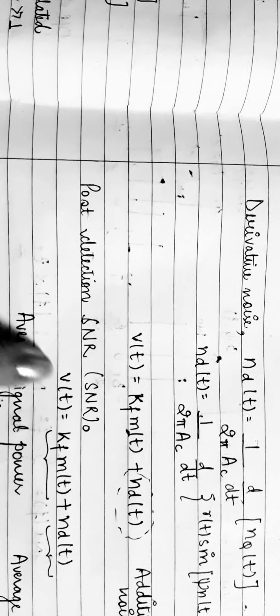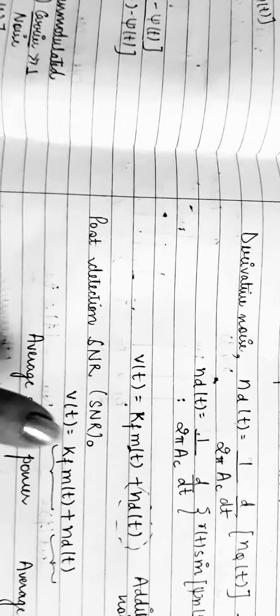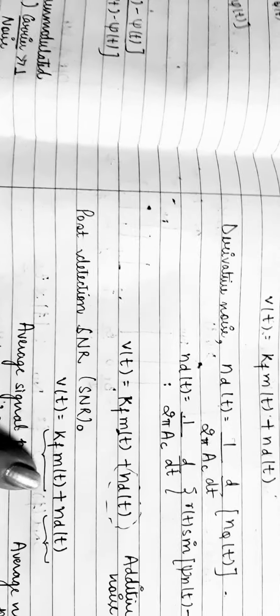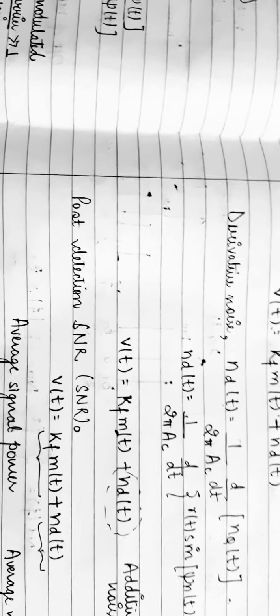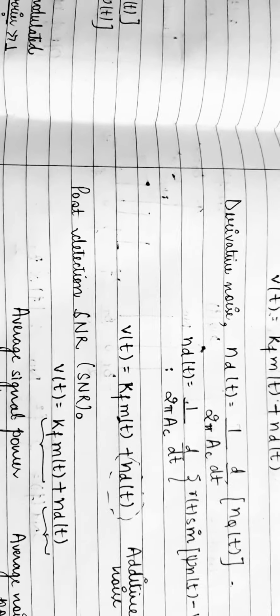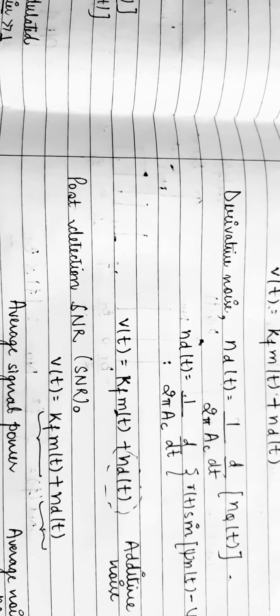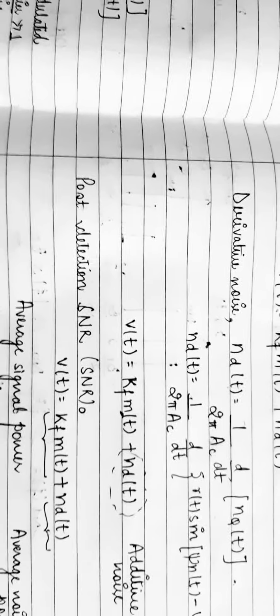Now coming on to the post detection SNR. Here we can see v(t), that is the output of your differentiator, is equal to kf m(t) plus n_d(t). Here the average signal power is kf squared into P, and the average noise power, that is n_d(t), is equal to 1 upon 2 pi Ac d by dt of n_q(t).